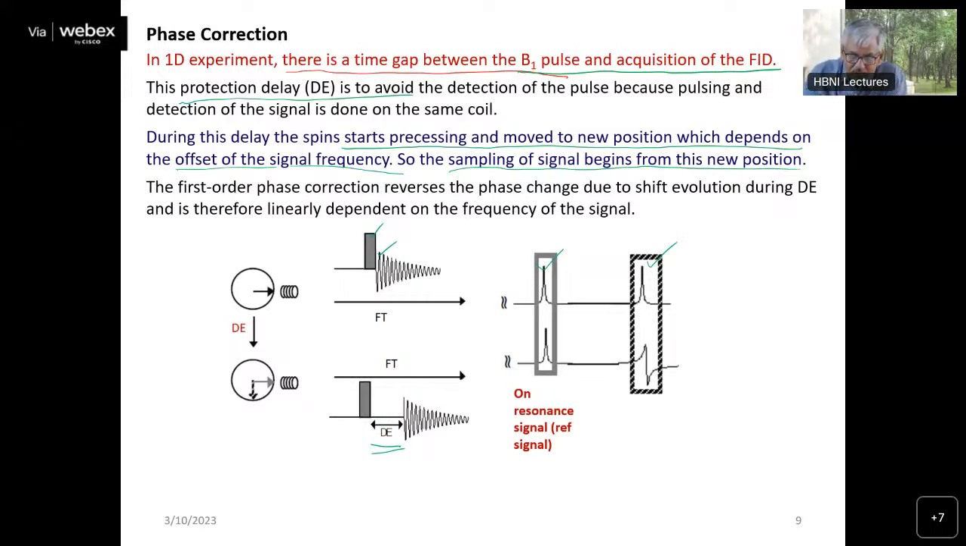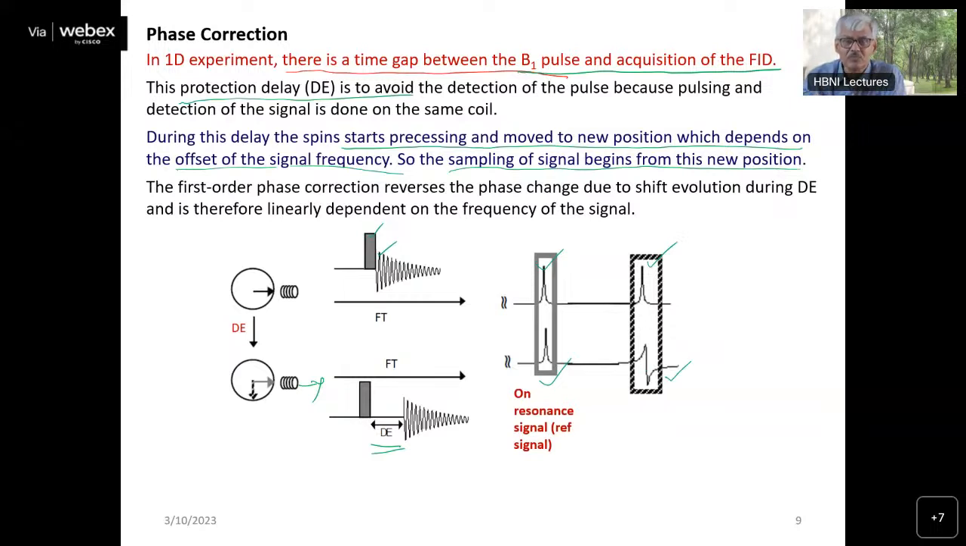During this delay time, the signal which is on resonance is still there on the y-axis where the detector is, but the other one, which has a positive offset, has moved to a different extent. Let us say in this case it has moved to 90 degrees. So you will see a pure absorption signal for the reference, with no change, because it is on resonance. But the other signal, which has moved in a clockwise fashion, will have a different phase.